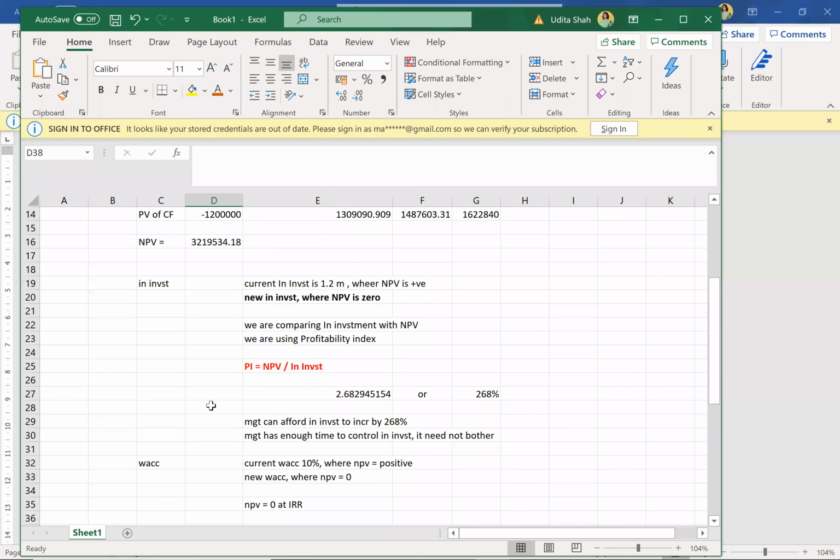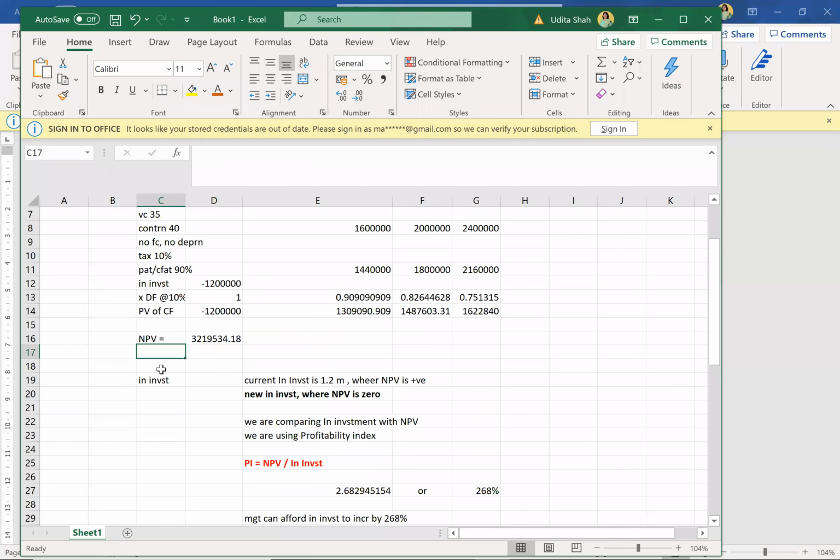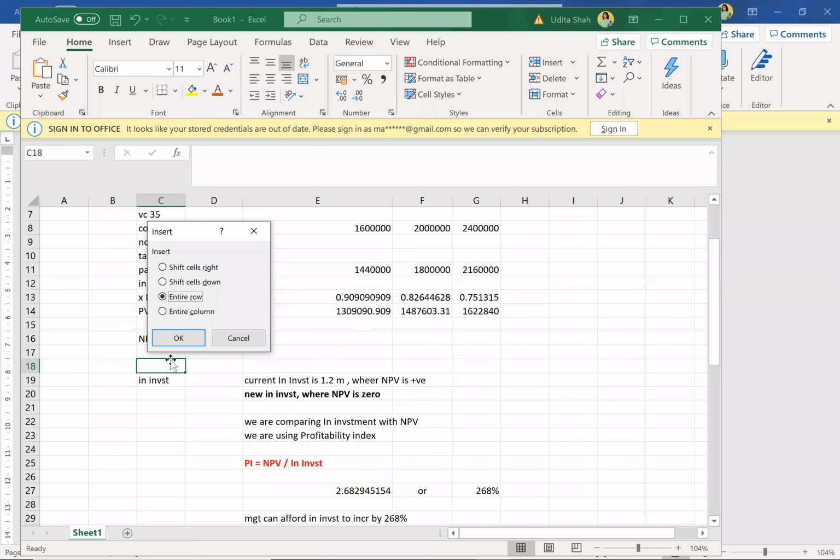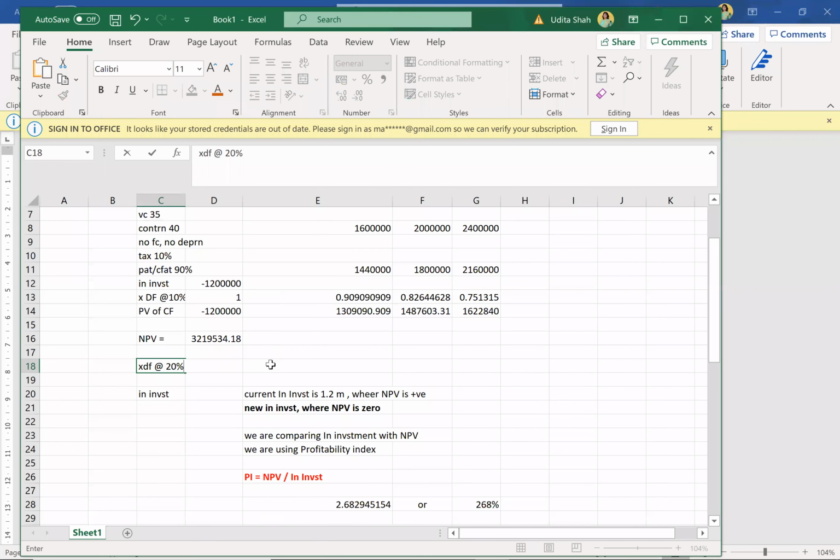With 10% we already have it, correct? We can just calculate with, let us say, 20% and try it. So the discounting factor at 20% will be 1 divided by 1.2 raised to 1, raised to 0.